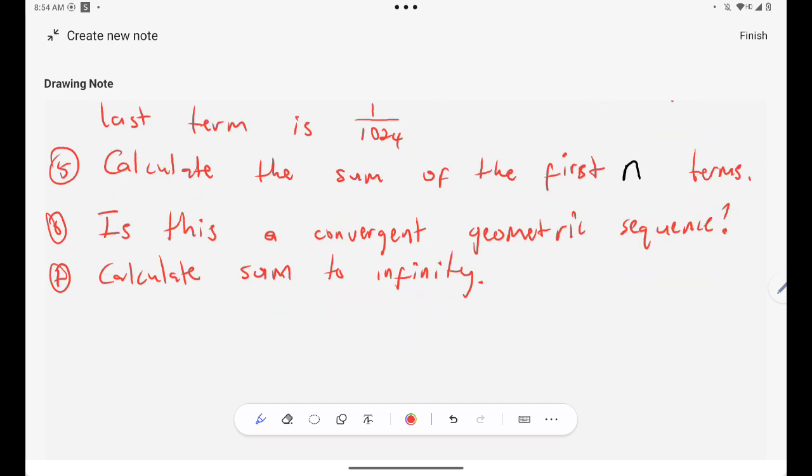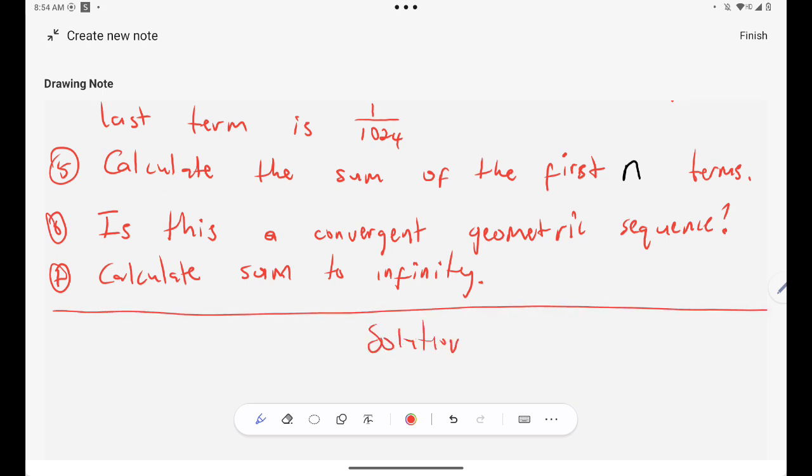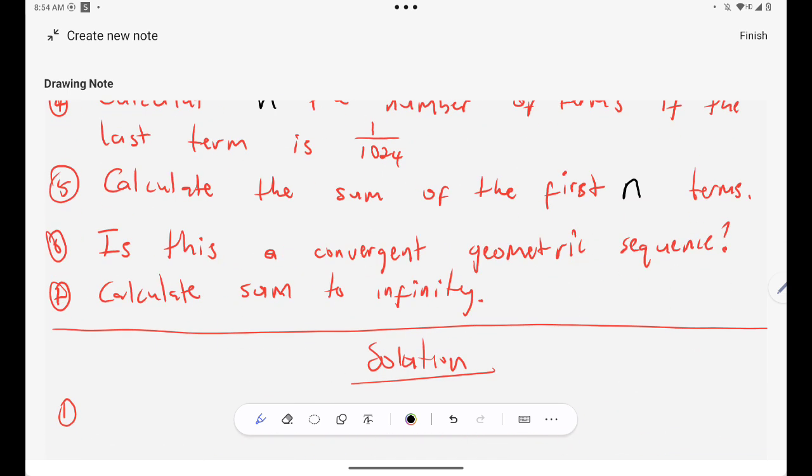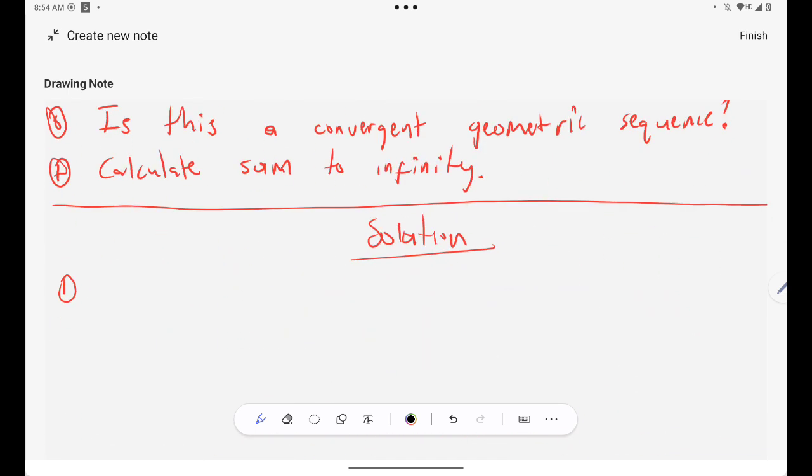Okay. Let's go, guys. Number 1. Let me write in black. My sequence was 16, 4, and 1, and I'm supposed to find the next 3 terms.